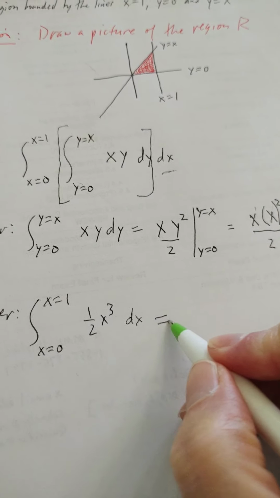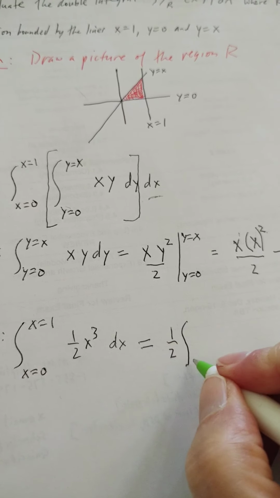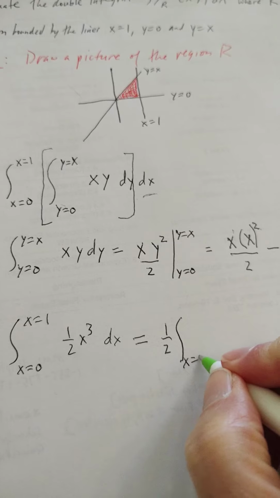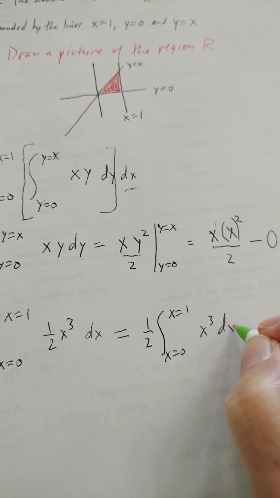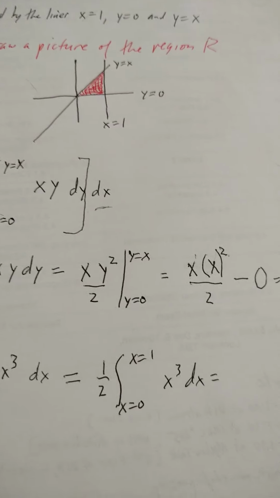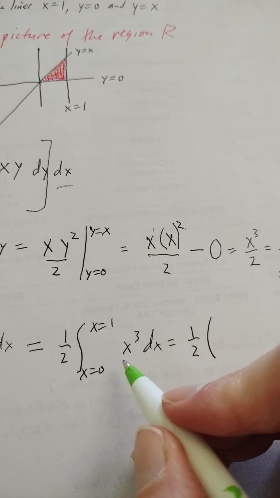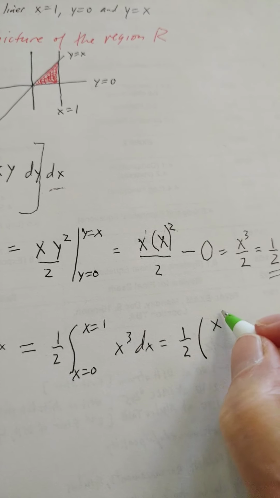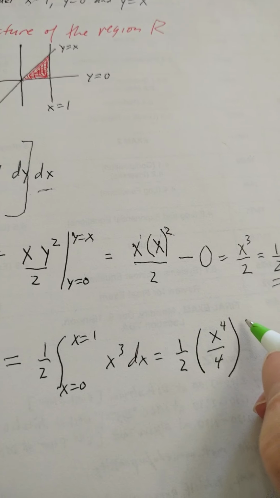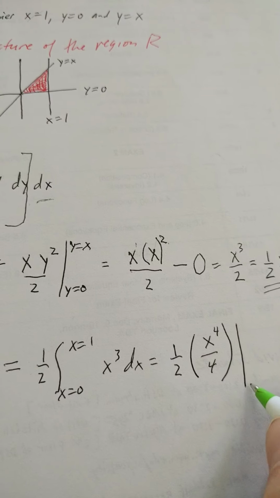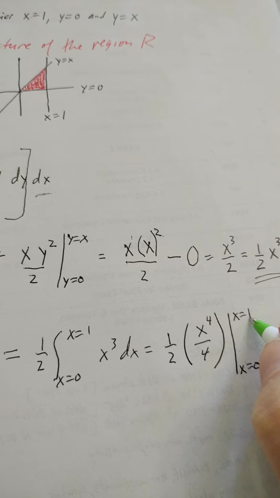Okay, we're almost done. I'm going to pull out the 1/2. I'll show my work this time. So I'm going to write 1/2 times, because that's just a constant factor, x equals 0 to x equals 1 of x cubed dx. And that's going to equal, don't forget that 1/2 as part of our answer. And that's going to be multiplied by the integral of x cubed dx, which is x to the 4th over 4 by the power rule of integration. And now that I have my antiderivative, we're going to evaluate from x equals 0 to x equals 1.